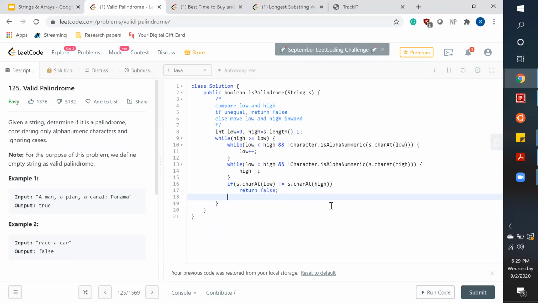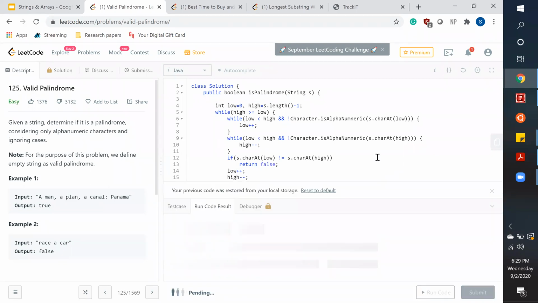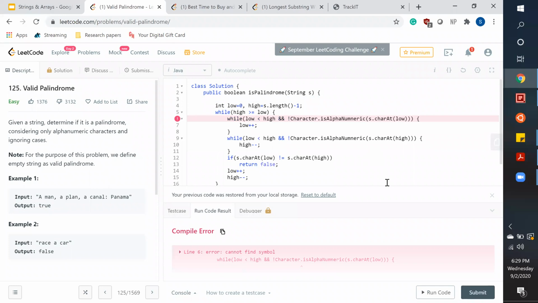And after this, like you said, move low and high inward. So low would go forward, high would go backward. So do you see how low and high are kind of like two pointers here? We have two pointers at both ends of the string, and we're essentially moving them both inwards. So let's try running this and see if we have any mistakes. Okay, I spelled numeric wrong.